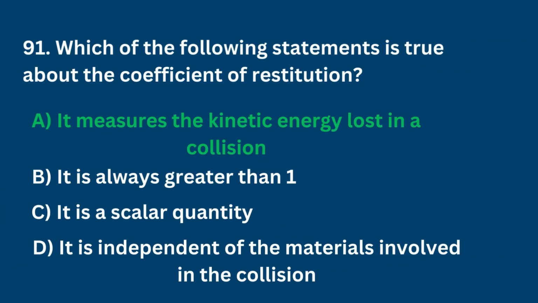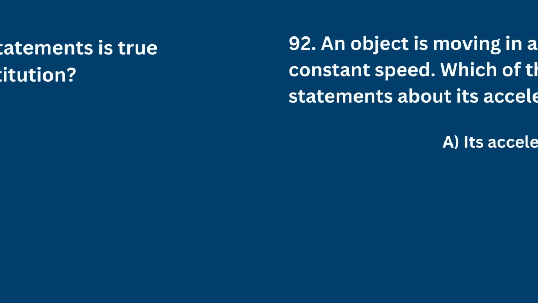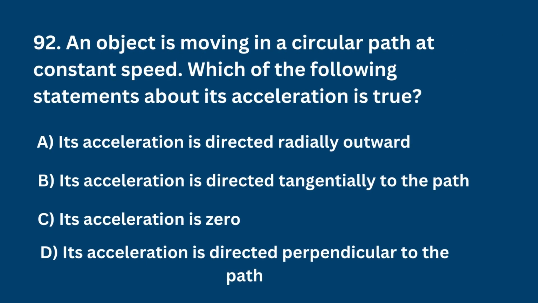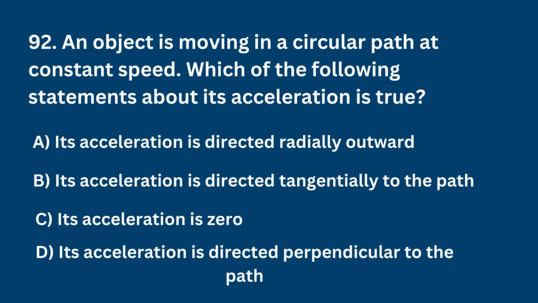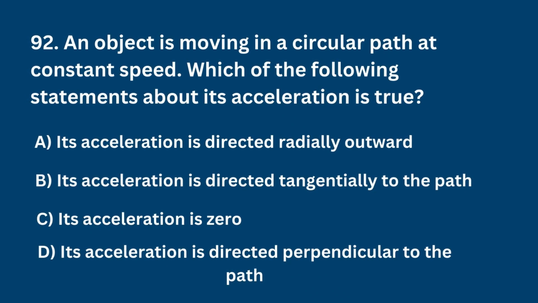Correct answer is A. It measures the kinetic energy lost in a collision. An object is moving in a circular path at constant speed. Which of the following statements about its acceleration is true? The options are A. Its acceleration is directed radially outward. B. Its acceleration is directed tangentially to the path. C. Its acceleration is 0. D. Its acceleration is directed perpendicular to the path.